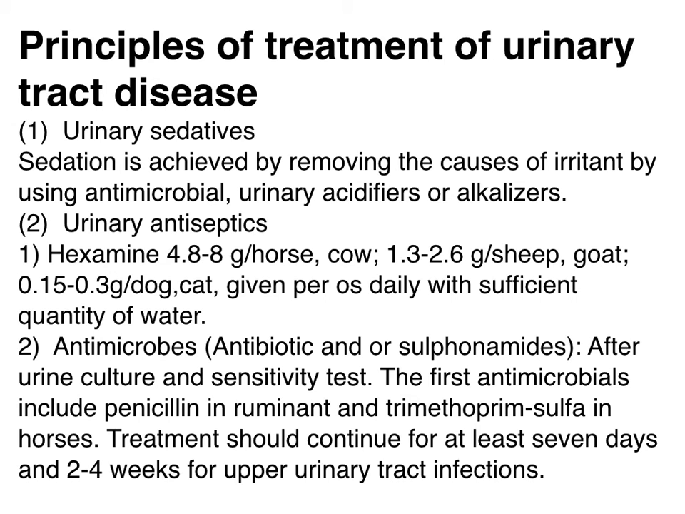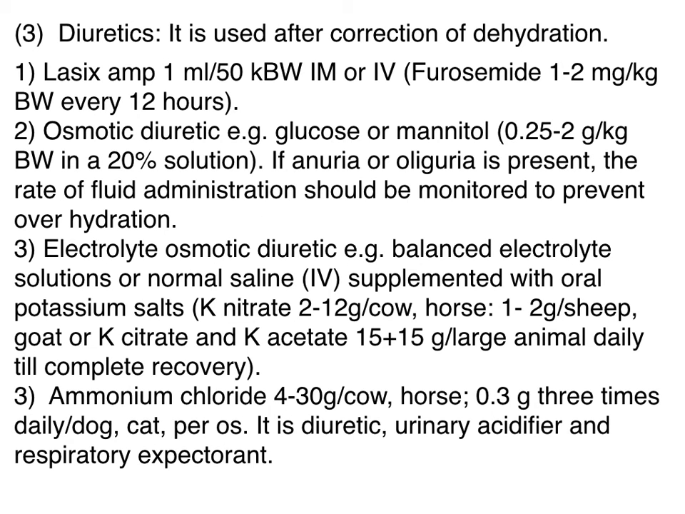من النقاط المهمة أو الأدوية المهمة اللي يجب أن نسوي consideration في حالة urinary system هي إعطاء الدايركتس المدررات، خاصة إذا كانت هنالك متكونة أديمة في جسم الحيوان. It is used after correction of dehydration. Lasix and osmotic diuretics such as glucose or mannitol. If anuria or oliguria is present, the rate of fluid administration should be monitored to prevent overhydration.